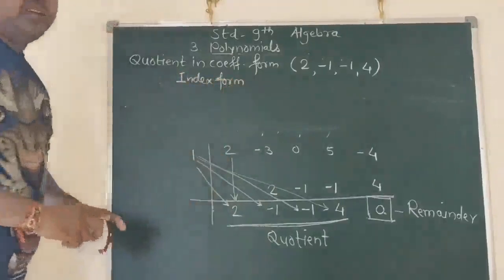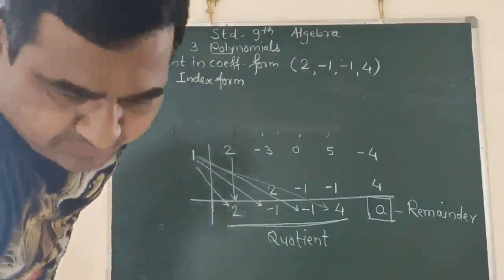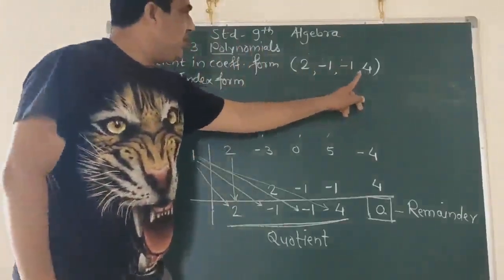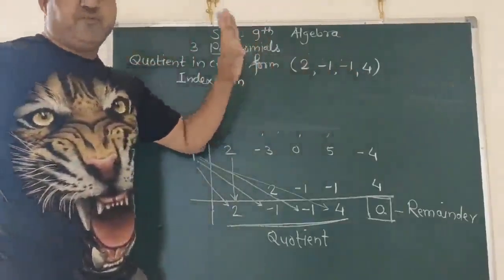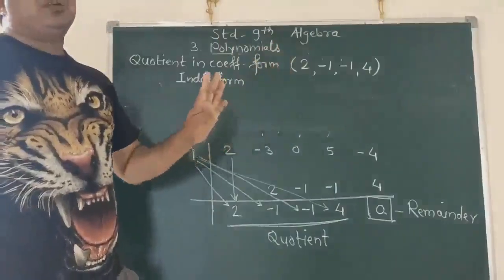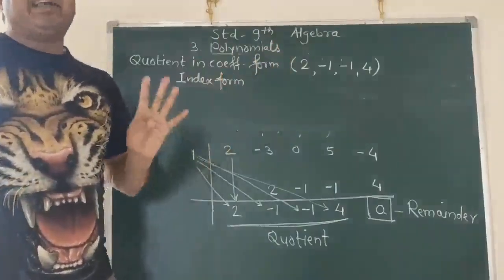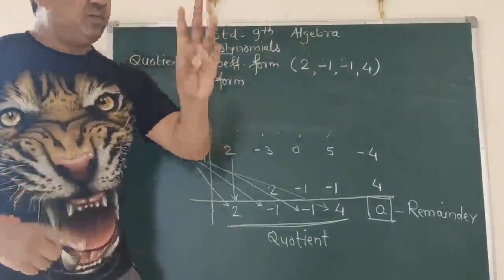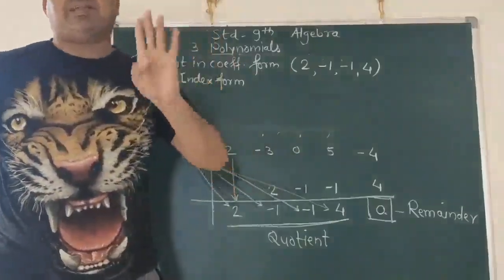Convert this quotient into index form. Now here, count the numbers: 1, 2, 3, 4. So there are 4 numbers, so the starting power of the variable will be less by 1, that is 3.